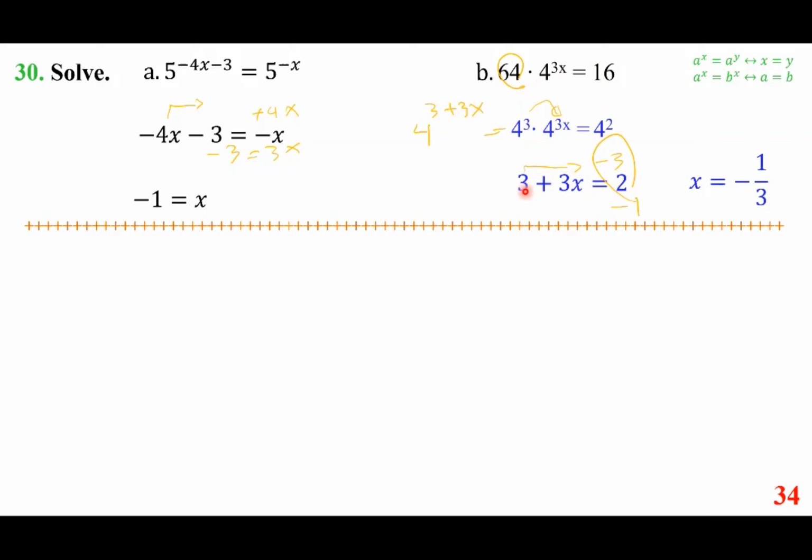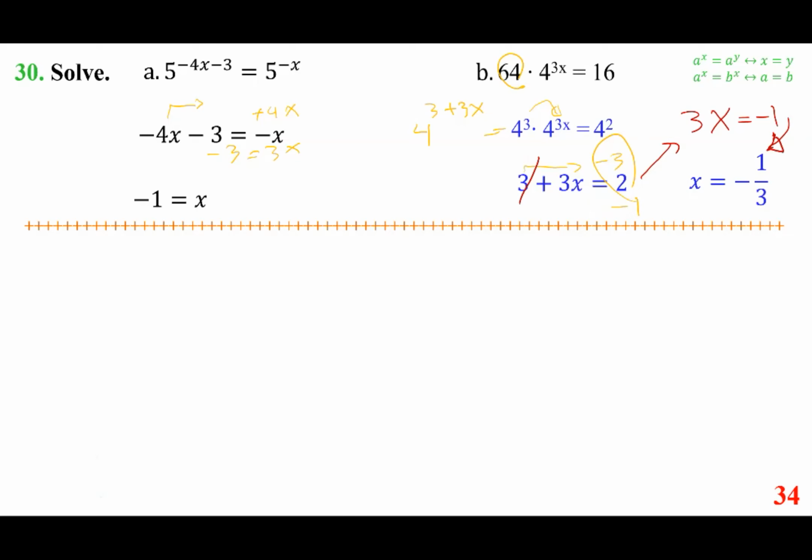My pleasure. And then I'm going to get rid of the 3. I'm going to subtract 3, and 2 with negative 3, they give me negative 1. Remember, this is gone when I move that. So I have 3x equals negative 1, and x becomes negative 1.